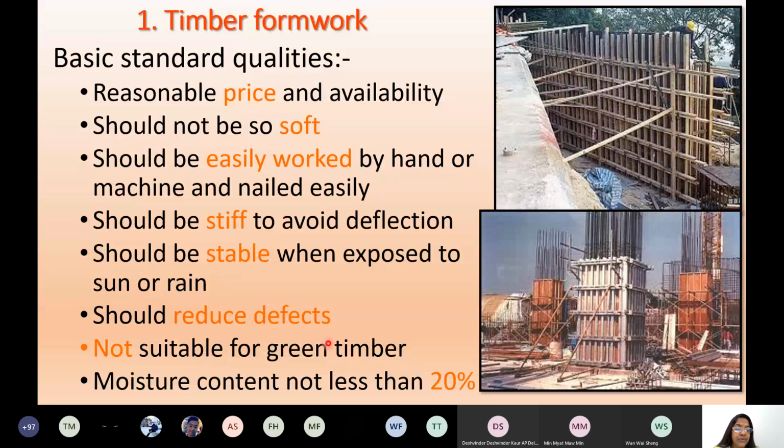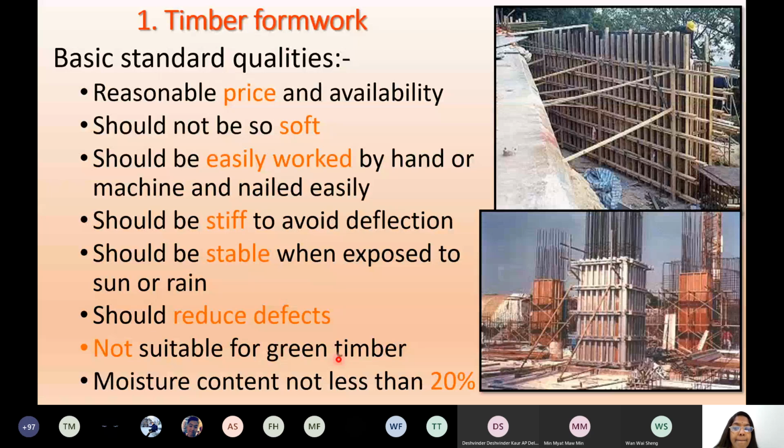And then should reduce defects, right? Defects like due to heat, I will show the defects in pictures later. It may swell, more moisture, it will get swollen, right? More temperature, it will get even brittle or broken. Not suitable for green timber. Okay, bear in mind, you cannot use green timber.